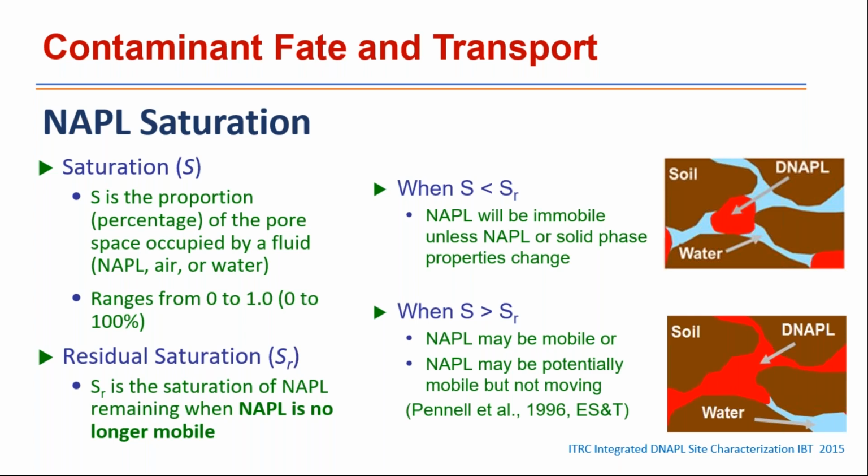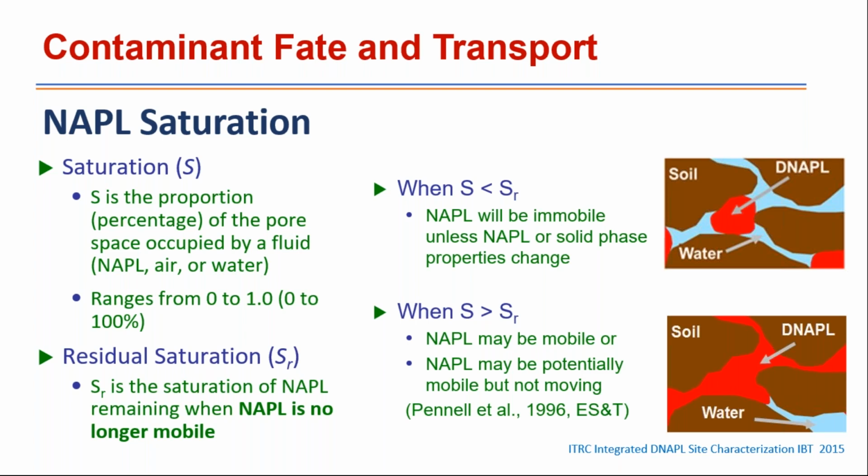Look at the top picture on the right. When your saturation, the percentage of the pore space filled with the NAPL, is less than the residual saturation, the NAPL is not going to move. You have droplets in there, referred to as ganglia. You get little pools on top of clay layers. It's not moving, but as water moves by it, it can dissolve and it'll maintain a plume.